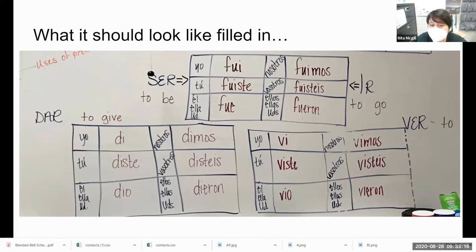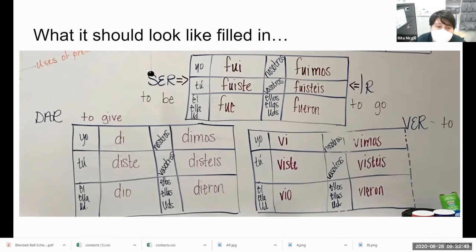So dar and ver, those are left there separate from the regular ones. But if you look at them, they look kind of normal, especially ver, right? Ver is an ER verb. So vi, viste, vio, vimos, visteis, vieron. The only thing I can see is that it doesn't have accent marks. So that's one way that it is irregular, yes? And probably really the only way that ver is irregular.